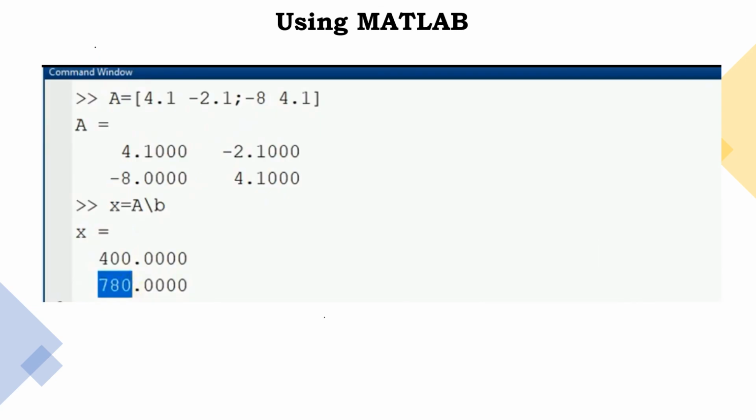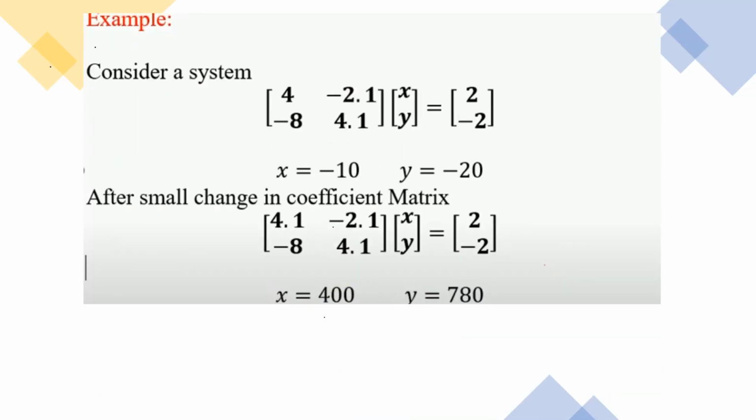Now, as I mentioned earlier, we made a very small change in our first element of matrix A. From 4.0, it became 4.1. Just 0.1 change. And then try to look at the result. It really affected the value largely. It became 400 and 780. Now let's see our computed result in the next slide.